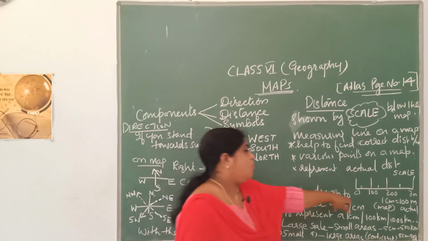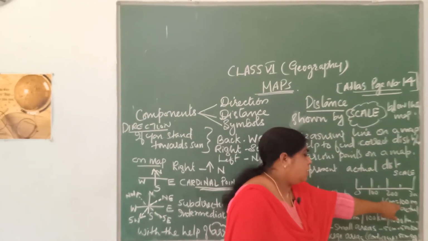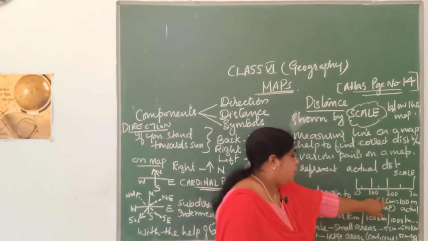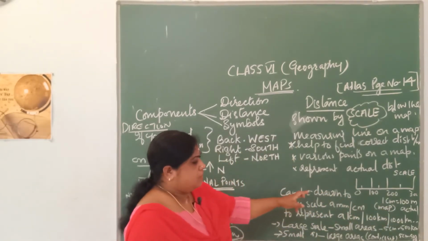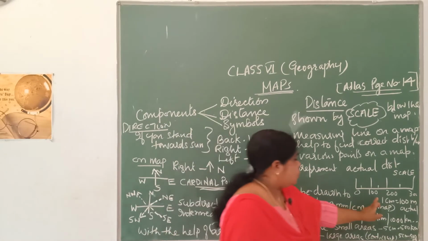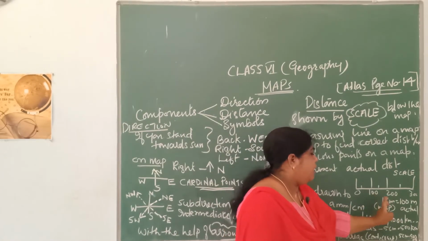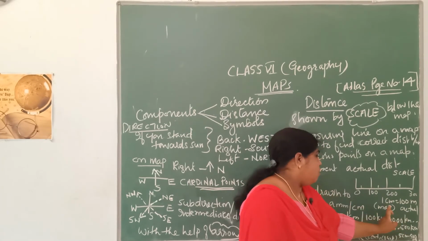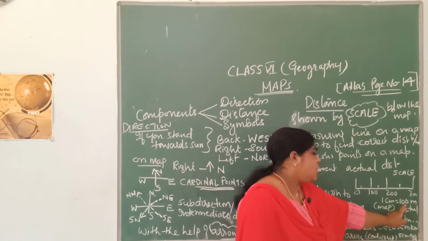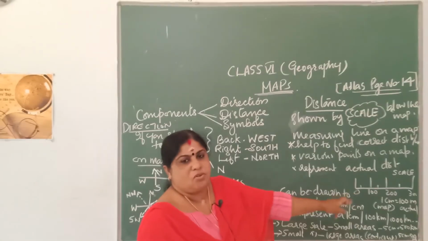Here I have drawn a scale measuring 0, 100, 200, 300. It's given in centimeters. So here 1 centimeter represents 100 meters. This is a scale that is being drawn. That shows that 1 centimeter on the map represents 100 meters, which is the actual distance of the place on the ground.